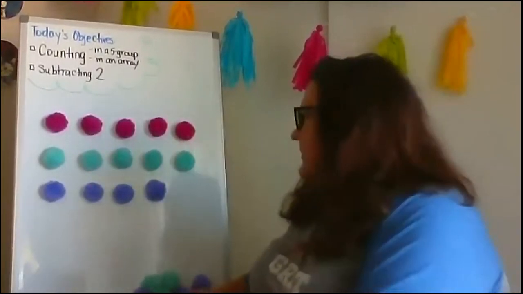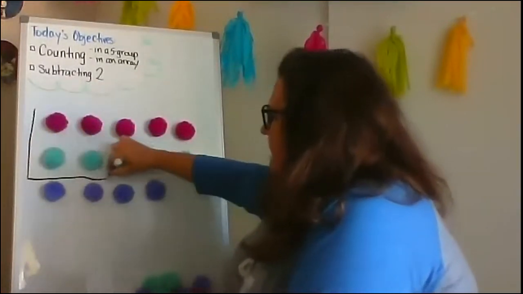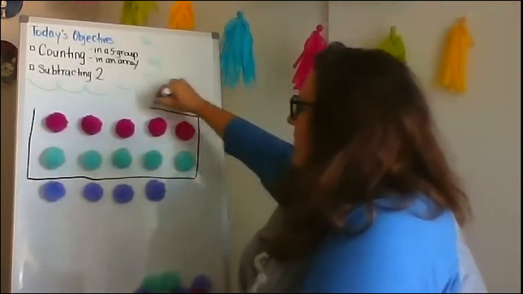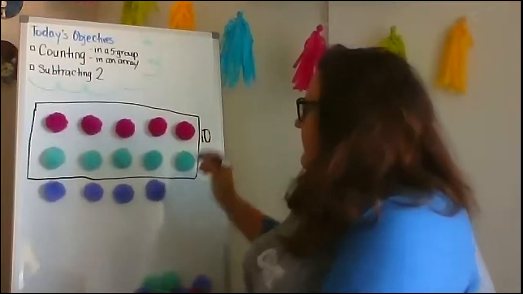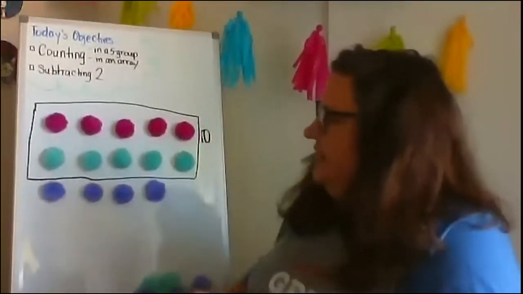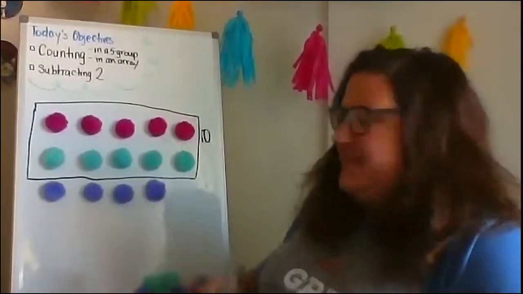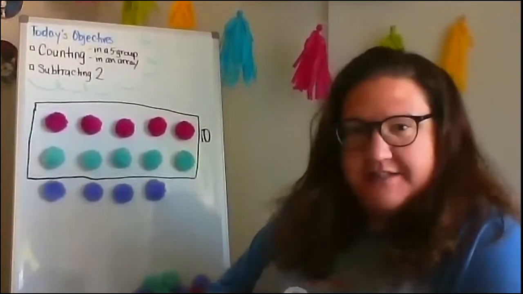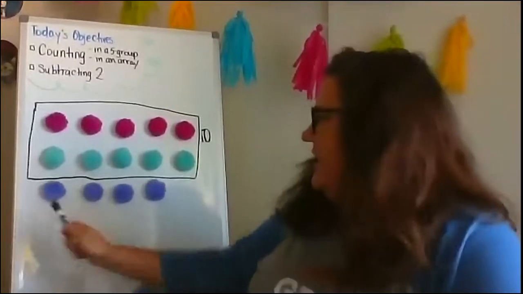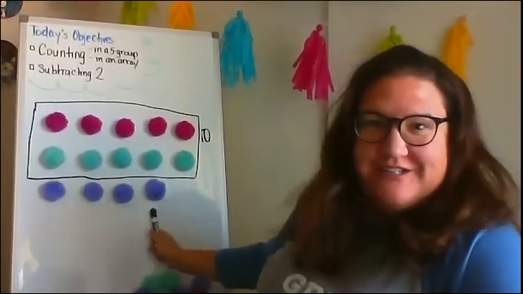We know that 5 and 5 makes what? That's right, 10. And we have our own little 10 frame here. It looks like a 10 frame, doesn't it? 5 and 5 is 10. If we count on from 10, what's the next number? 11, 12, 13, 14. You're right.